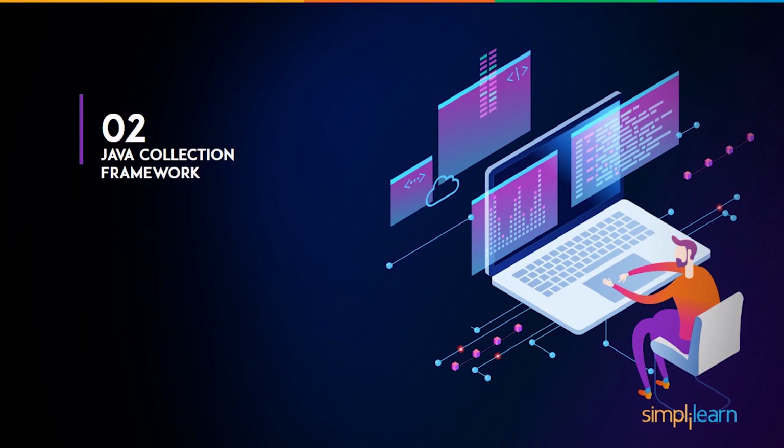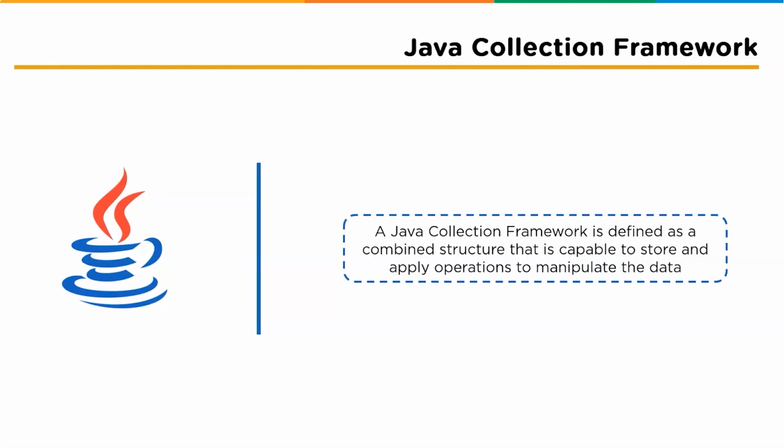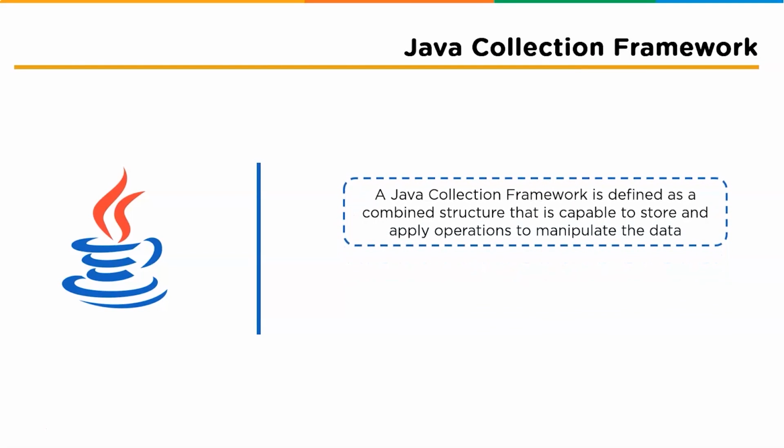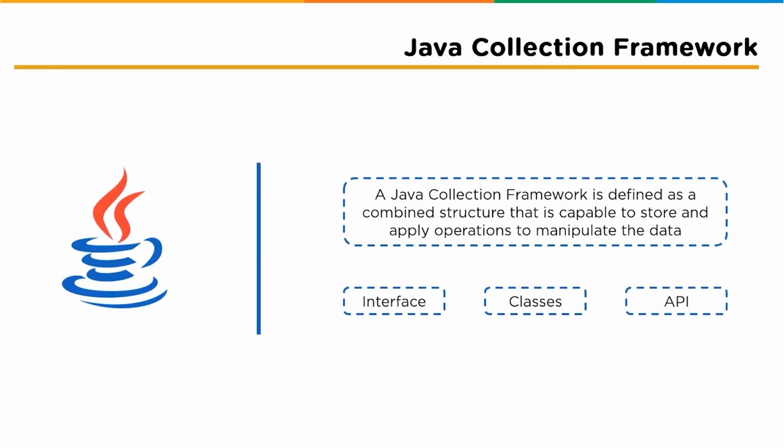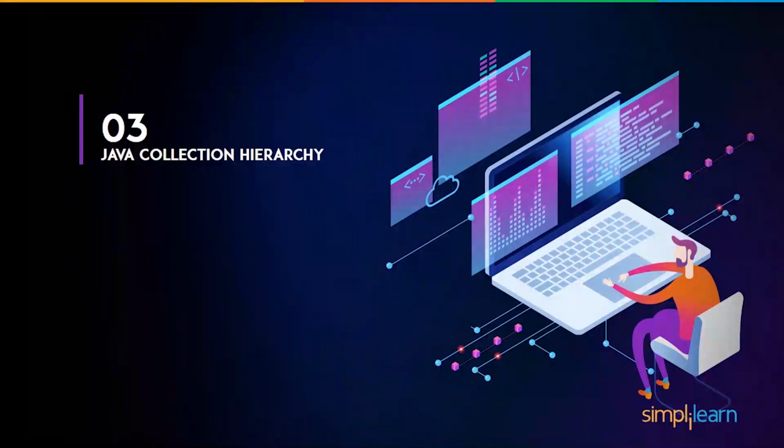Moving forward, we enter into our next topic, where we face the Java collections framework. This will help us understand Java collections in a little more detailed way. A Java collection framework represents a unified architecture for storing and manipulating a group of objects. Its architecture includes the following: an interface, a class, and the Java collections API. To understand these in a much better way, we shall now go through the Java collections hierarchy.